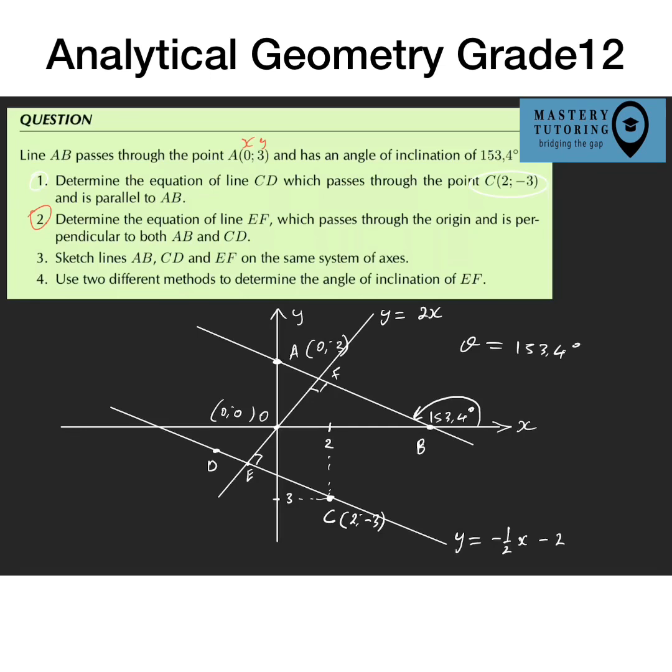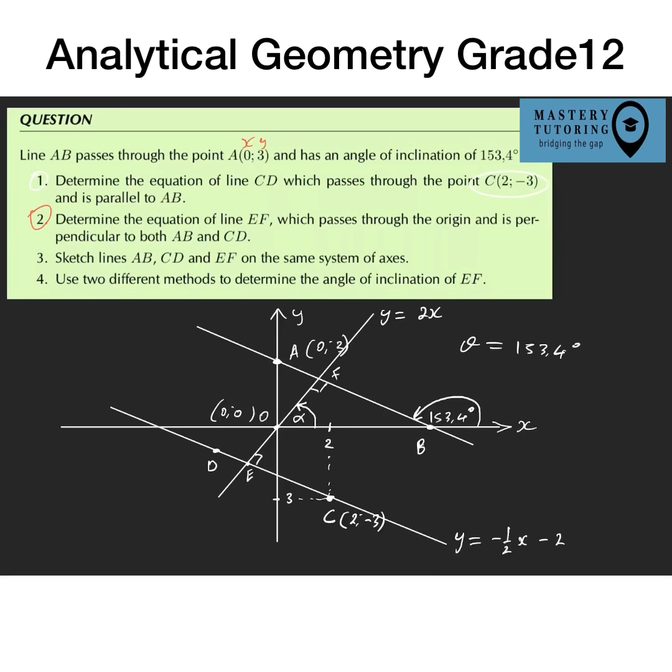So we're moving to question number 4. Question number 4 says use 2 different methods to determine the angle of inclination of EF. So here's line EF here. We need to find the angle of inclination. Remember, the angle of inclination is always drawn from the positive x-axis. So it will go from this like that. Let us call it alpha. So we're going to call our angle of inclination for line EF alpha.